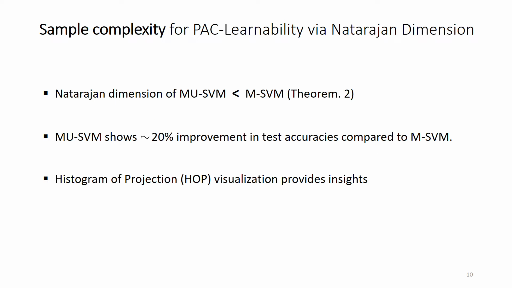We also analyze the sample complexity for PAC learnability of MUSVM using the most widely adopted capacity measure for multiclass problems, the Natarajan dimension. We show that the sample complexity for MUSVM is smaller than MSVM. This indicates that MUSVM can achieve better test accuracies for problems with high-dimensional, limited labeled samples. Our empirical results confirm this by demonstrating 20% accuracy improvement over MSVM. The proposed HOP visualization method provides further insights into the performance.